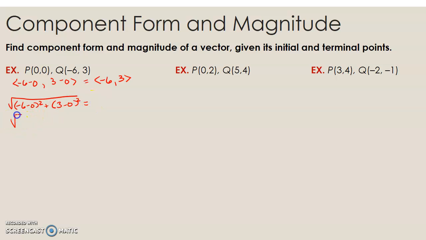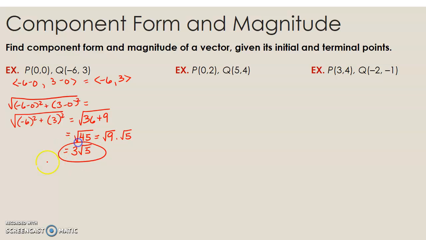Okay, so we end up with the same negative 6 squared plus 3 squared, which is 36 plus 9, or the square root of 45. That has a perfect square involved of 9. So the square root of 9 is 3, the square root of 5. So there is your magnitude. And you write it just like that, the magnitude of P cubed. And there's the component form.